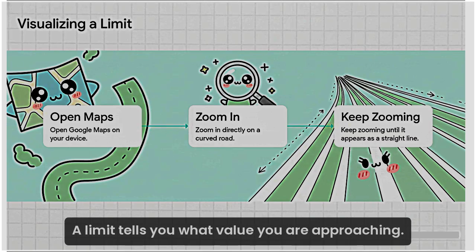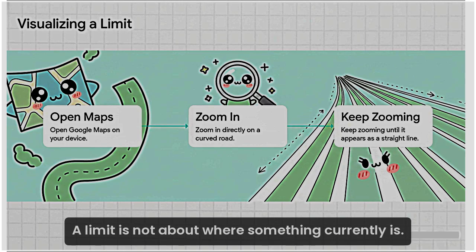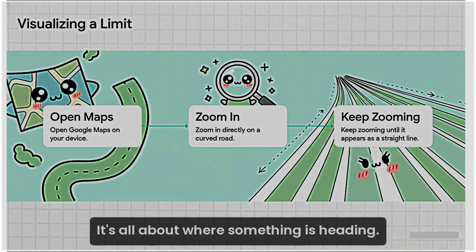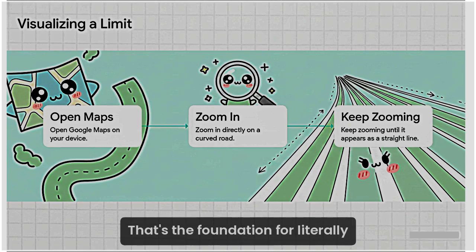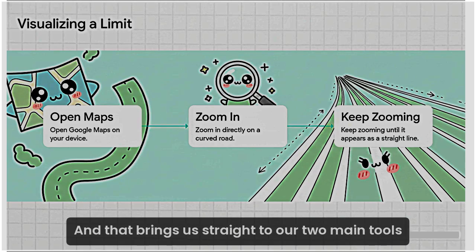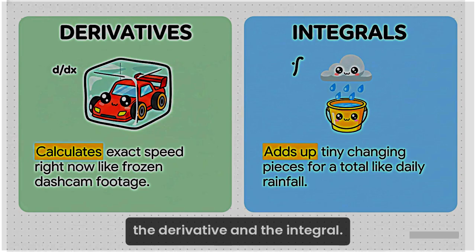A limit tells you what value you are approaching. This is absolutely crucial to grasp. A limit is not about where something currently is, it's all about where something is heading. That tiny little shift in perspective is the foundation for literally everything else we're about to do. And that brings us straight to our two main tools, the derivative and the integral.